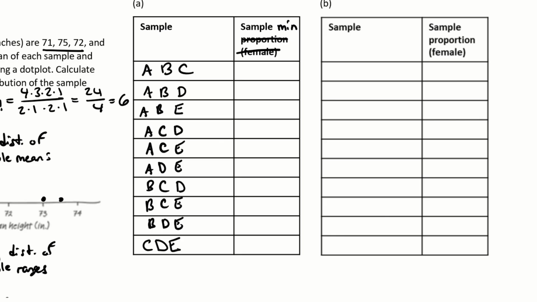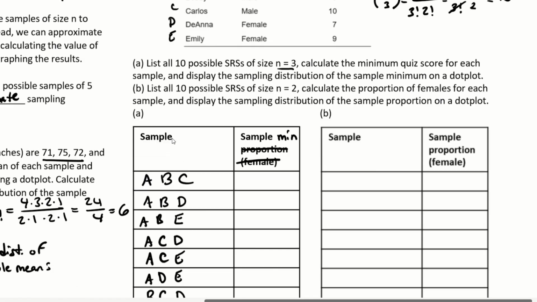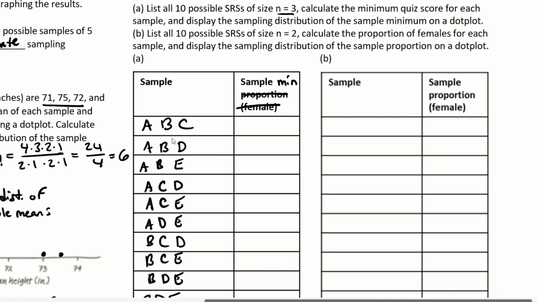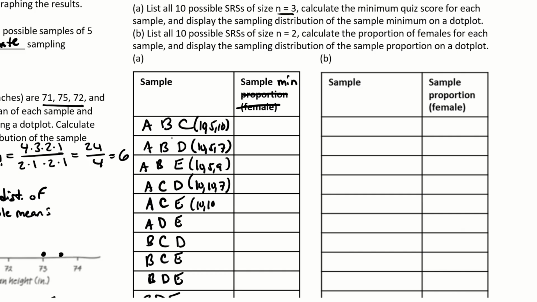All right, so let's do the minimum. So in this example, ABC, guys, would be 10, 5, 10, okay? So I'm just going to put that here, 10, 5, 10. ABD would be 10, 5, 7, according to the data. ABE would be 10, 5, 9. ACD 10, 10, 7. ACE is 10, 10, 9. Okay, ADE is 10, 7, 9.